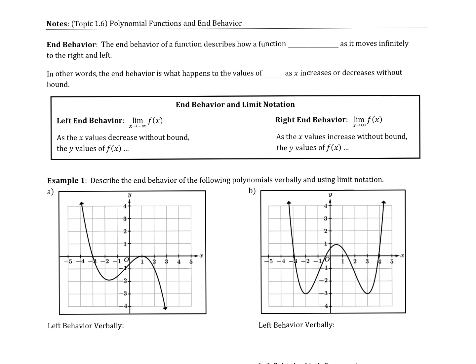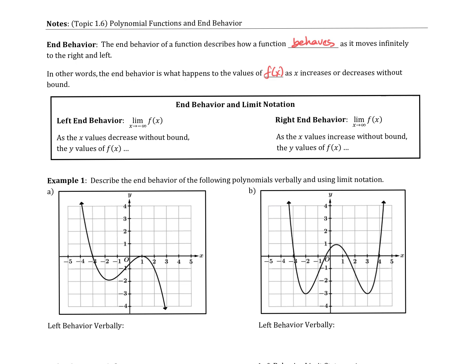We got some fill in the blanks. Here we go. End behavior. The end behavior of a function describes how a function behaves as it moves infinitely to the right and left. In other words, the end behavior is what happens to the values of f of x as x increases or decreases without bound. Now I'm going to talk about this increasing and decreasing without bound.